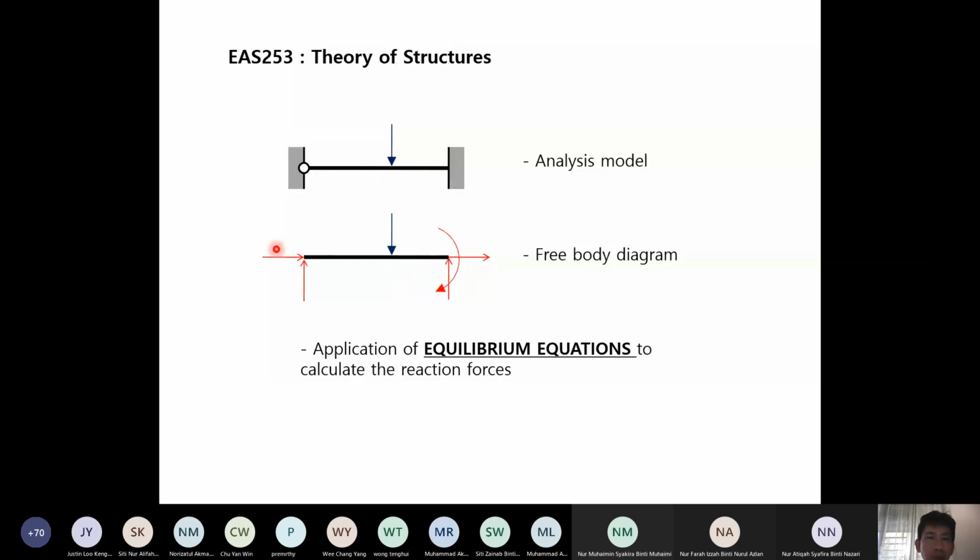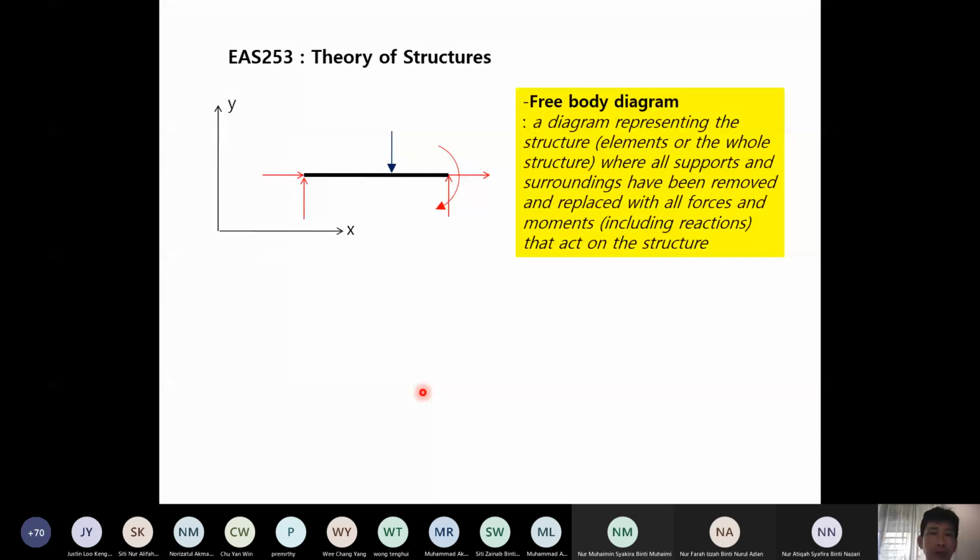These are the unknowns, the ones we do not know yet, that we need to calculate. But this must be drawn correctly, the free body diagram. Then we use equilibrium equations to get the red ones, the unknown forces. Okay. So the free body diagram, this one we have emphasized many times.